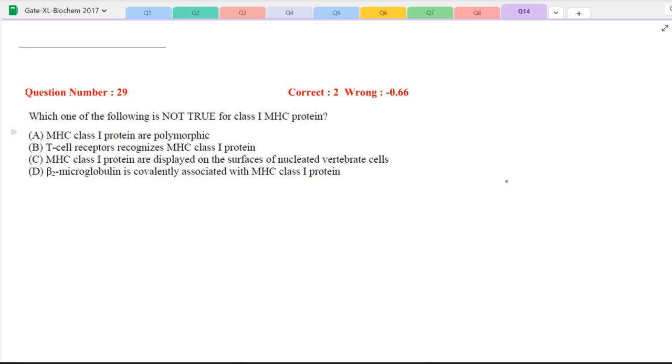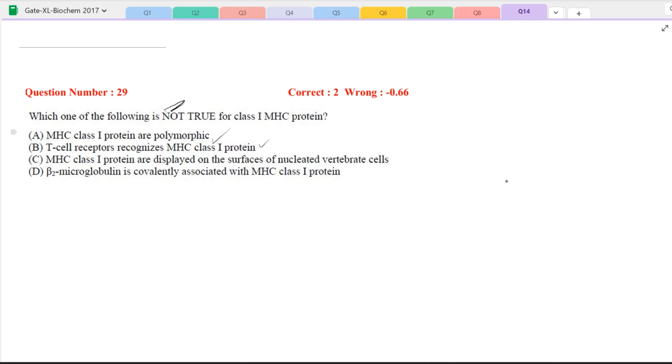Which one of the following is not true for class 1 MHC protein? So MHC class 1 protein are polymorphic. Yes, that is true. T cell receptors recognize MHC class 1 proteins. Of course they do. Which particular T cells? It's the CD8 receptors which actually recognize MHC class 1.